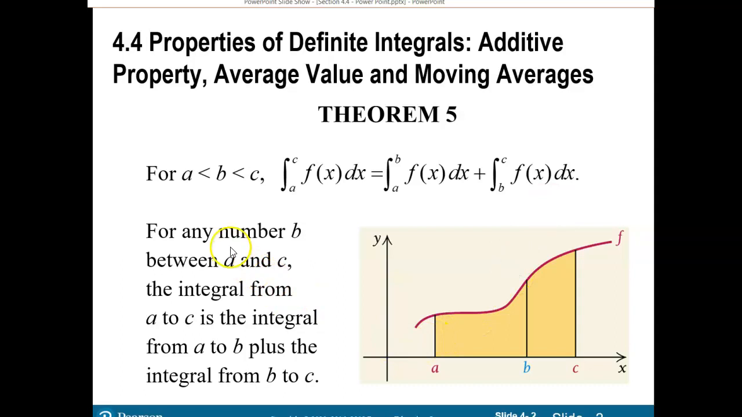In other words, for any number b in between a and c, we can split up the function into pieces. So you can go from a to b, calculate that value, and then from b to c, calculate that value and add them together. That's not always necessary, but we will need to do that, particularly when we have piecewise functions.